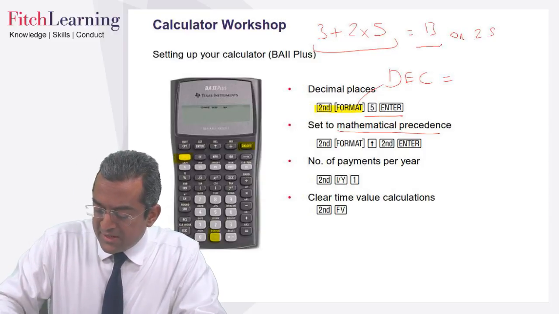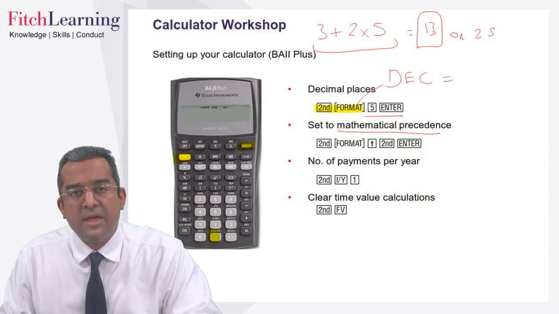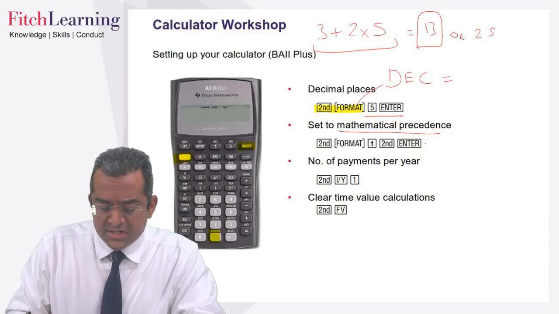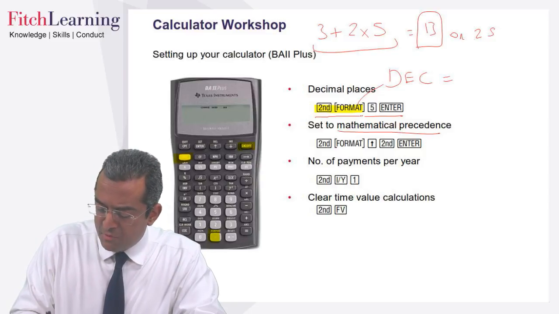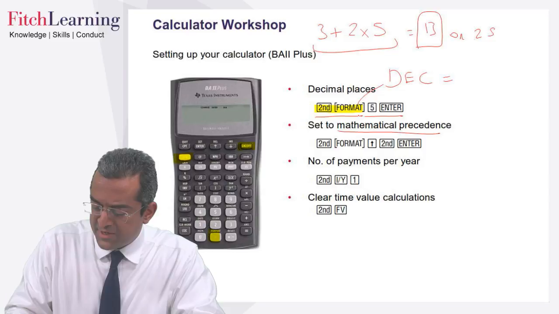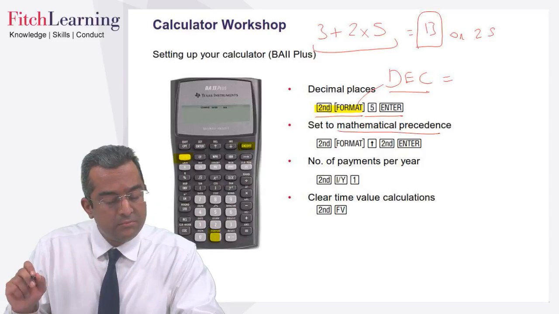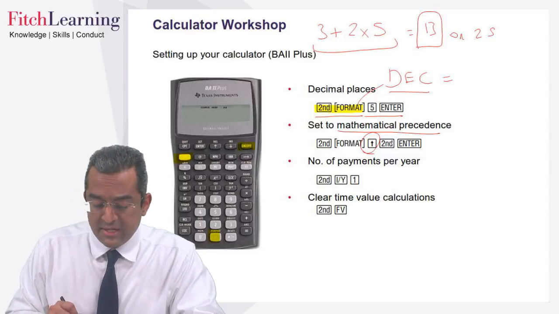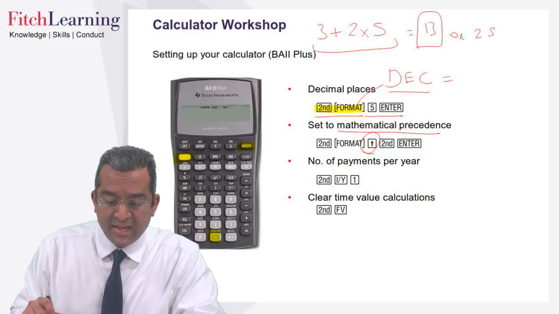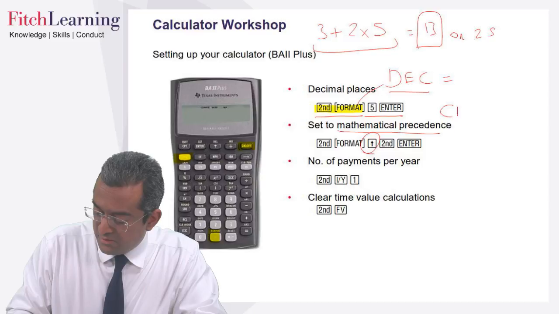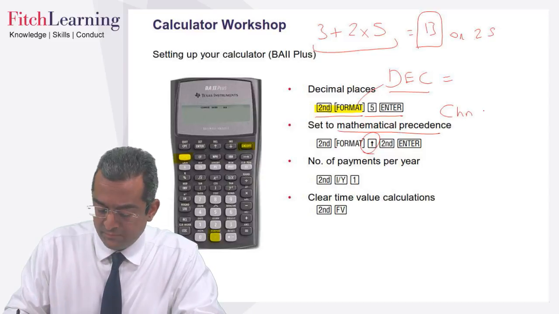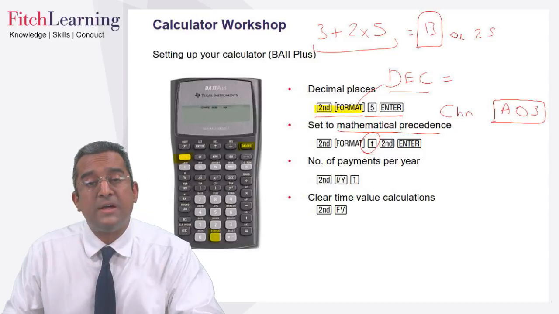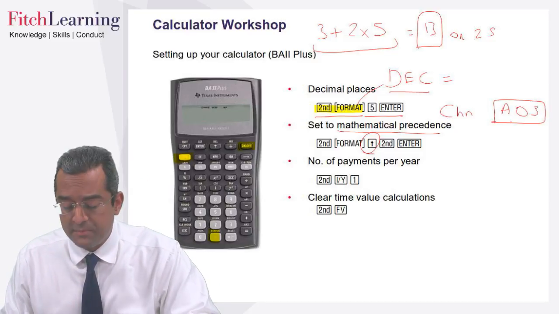Now, the correct setting is what we call the algebraic operating system. If you are already in the second format function, and you've got decimal places on screen, then just press the up arrow from where you are. Your calculator should either say chain, or it says AOS. We want you to be in AOS, which is the algebraic operating system.